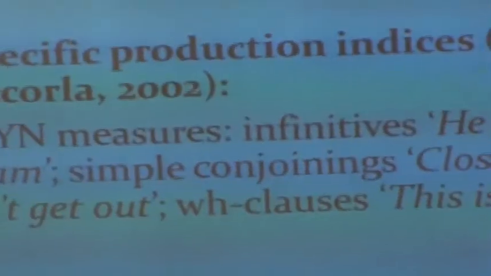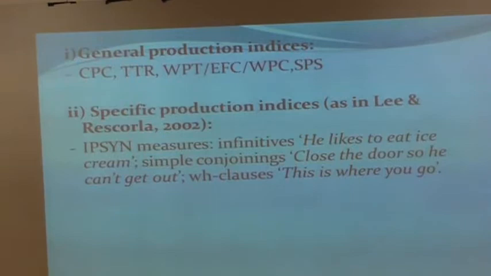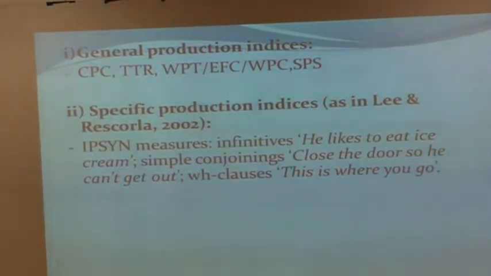Now, general production indices, these are clauses per C unit. I won't go into this in much detail. Essentially, clauses per C unit, S nodes per T unit, essentially the same. Type token ratio, that's the one that Tomohito used. That's a measure of lexical density or lexical complexity. Words per T unit, arguably, this is a measure of complexity too. Because the more words there are in the T unit, the more complex it is. I've sometimes called that a measure of fluency because there's no qualitative difference in the syntactic complexity of the T unit, it's just got more words in it.